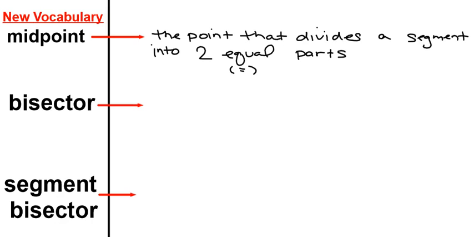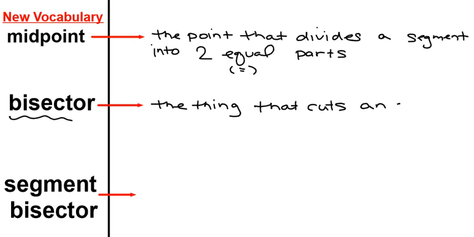Bisector is a little bit different. The bisector is the thing that cuts an object into two equal parts. So it is the thing that goes through the middle, and that thing does not actually always have to be a point.